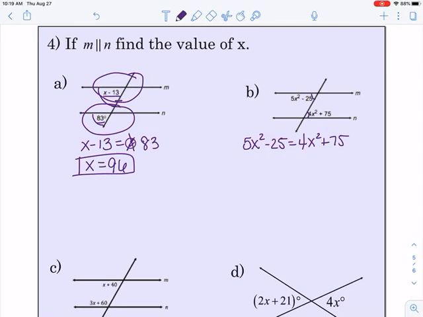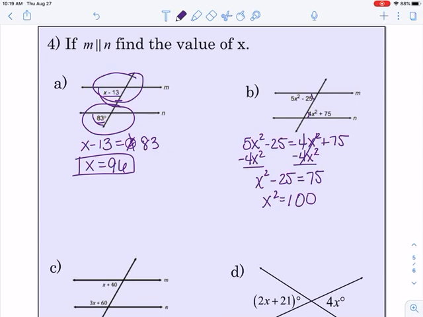Okay, I'm going to subtract 4x squared from both sides. Write that out since this is the first time we're dealing with a quadratic. Okay, 5x squared minus 4x squared is 1x squared, or just x squared. So you're going to have x squared minus 25 on the left, and on the right we'll have 75. Now I'm going to add 25 to both sides. So 75 plus 25 is going to be 100, and x squared is going to be 100.